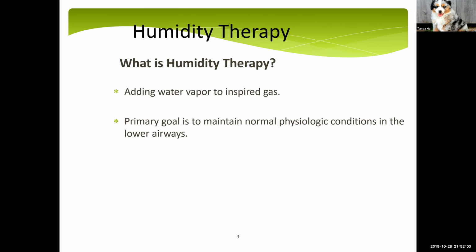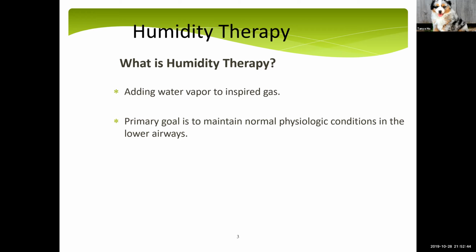Okay, so in terms of what is humidity therapy, basically you're adding water vapor to an inspired gas. Water vapor is the gas phase of water. An aerosol is different. Aerosol is when you have water in the liquid phase and they're just little droplets of water that are suspended in a gas. So they're light enough that they stay afloat in a gas stream. That's an aerosol. But water vapor is the actual gas phase of water.